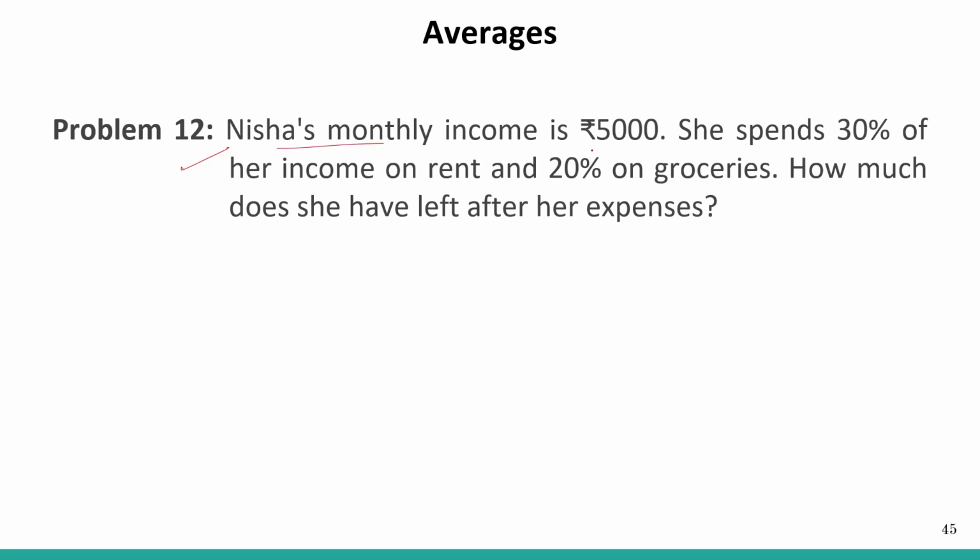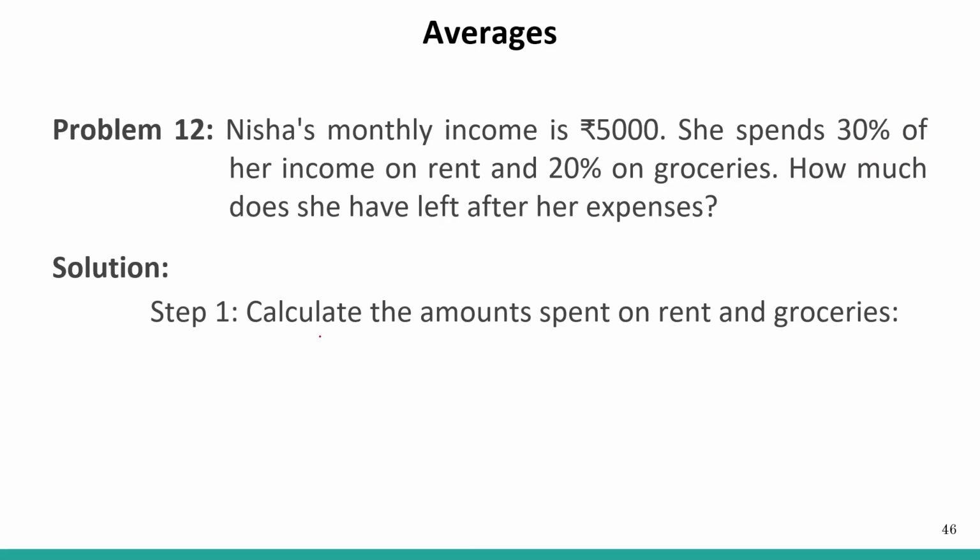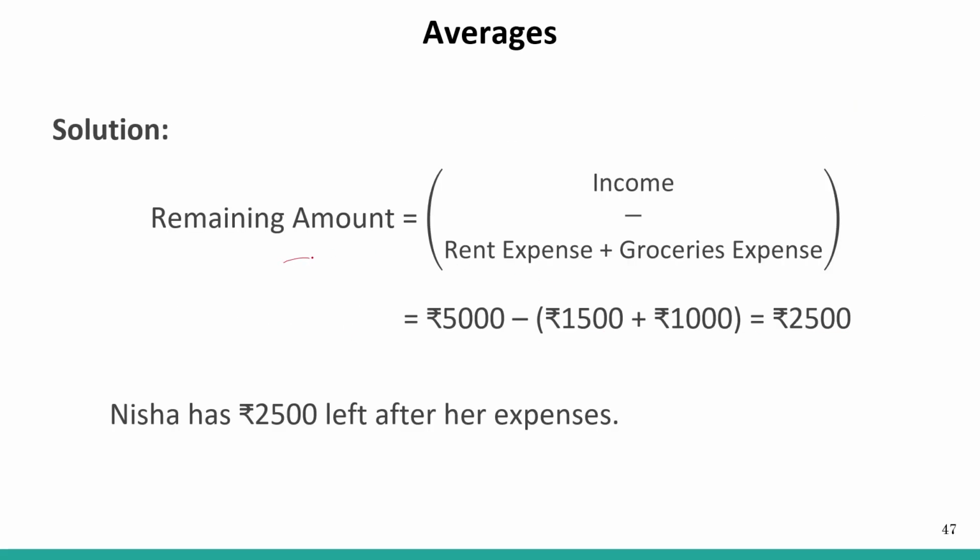If Nisha's monthly income is 5000, she spends 30% of the income on rent and 20% on groceries. How much does she have left after her expenses? So calculate the amount spent on the rent and groceries. So the remaining amount is equal to income minus rent expense plus grocery expense, which is 5000 minus 2500, is equal to what? 500, right? So the remaining amount is 500 only.